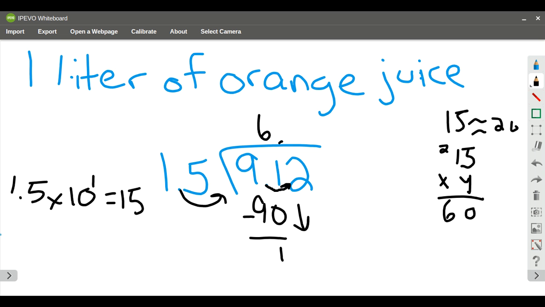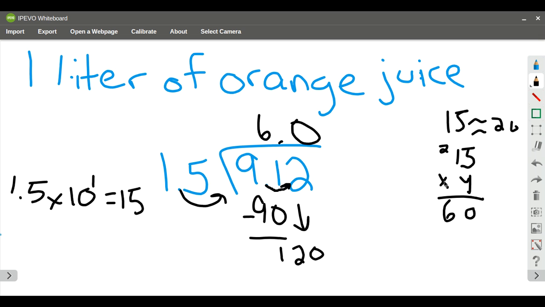So I'm going to bring down my 2. And then I have to put in a placeholder for how many times 15 can go into 12. Well, 15 can't go into 12. It's too small. So I need to make sure that I put that placeholder there first because I brought a value down. If I didn't bring a value down, I could have added another 0 and gone on just fine. But because I brought a value down, I needed to put that placeholder for 0. Now I can add another 0 underneath, making 120. And I have to look at how many times 15 is going to go into 120.